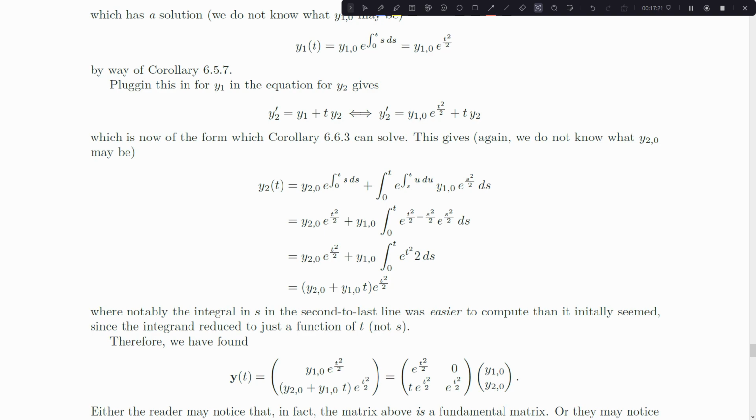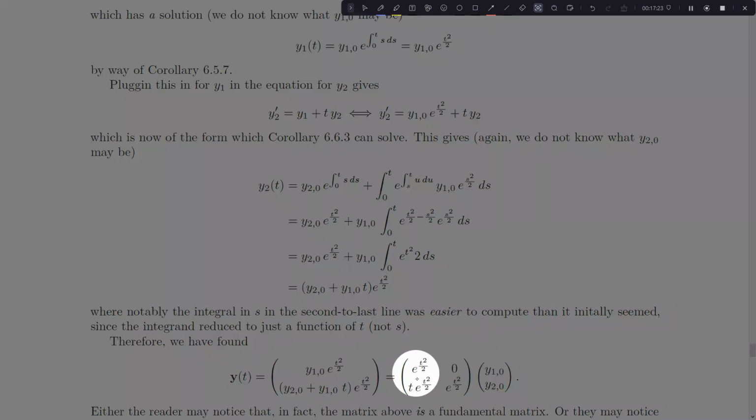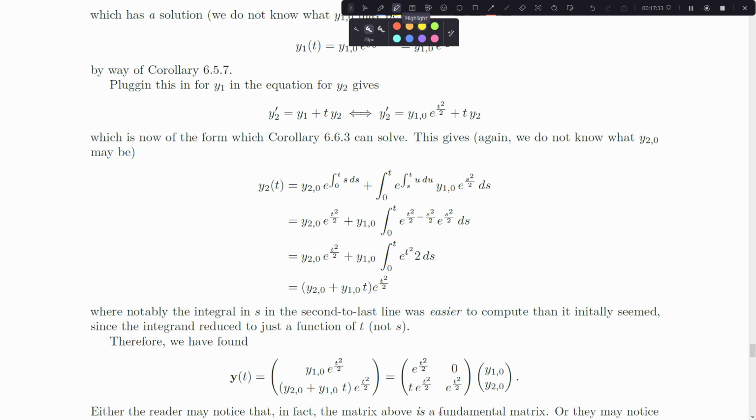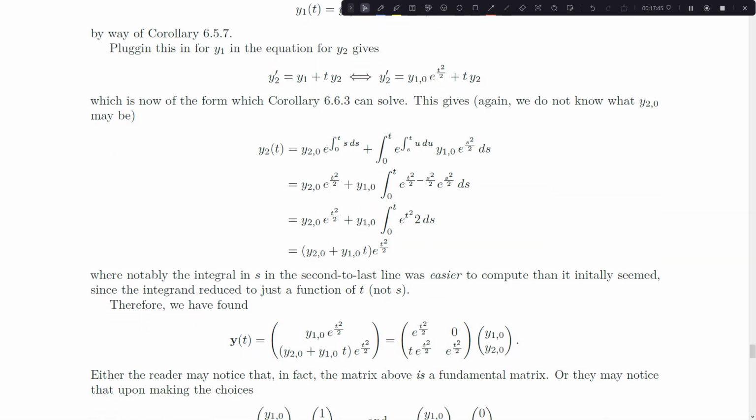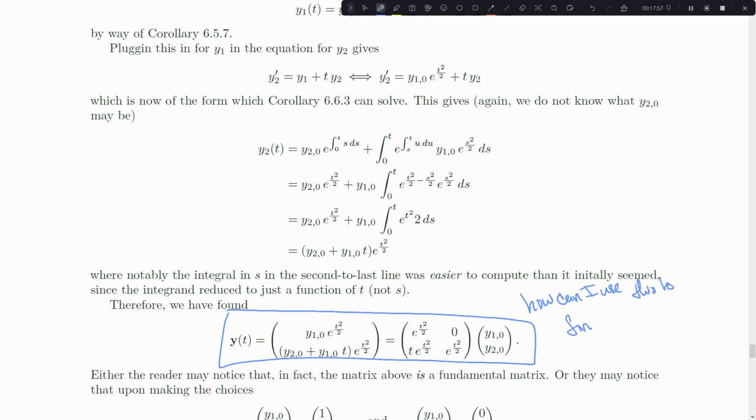If I want to, okay, this next step was me being sneaky. If I want to, I can rewrite this as a matrix acting on the initial condition y10, y20. And that's me being sneaky because I've recognized that this is in fact the fundamental matrix, because that's how the fundamental matrix is defined. But suppose that maybe I wasn't so sneaky and I just wanted to find, how can I use this to find two linearly independent solutions to the original problem?